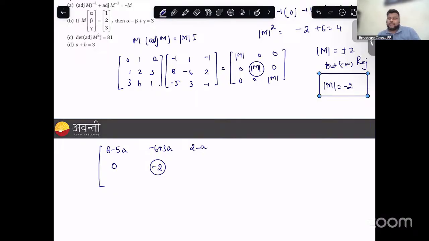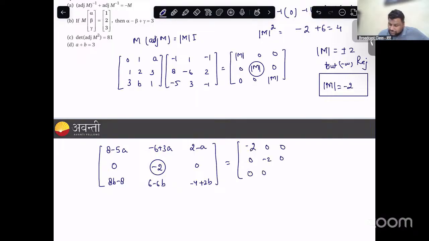Determinant of M is minus 2. Then first row, third column: minus 1 plus 4, this will also be 0. Now third row, first column: minus 3 plus 8b minus 5, so it is 8b minus 8. This into this: 3 minus 6b plus 3, 6 minus 6b. And then this into this: minus 3 plus 2b minus 1, so minus 4 plus 2. This equals minus 2, 0, 0, 0, minus 2, 0, 0, 0, minus 2.